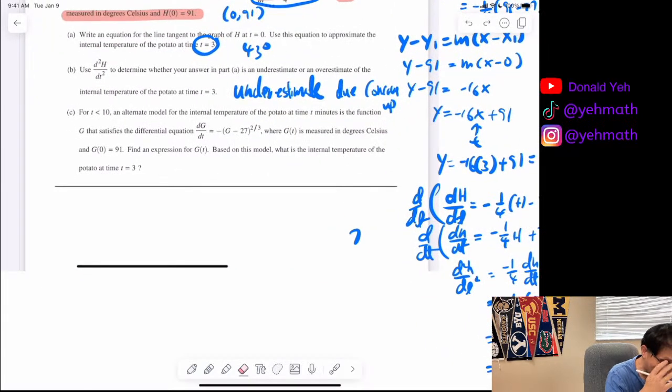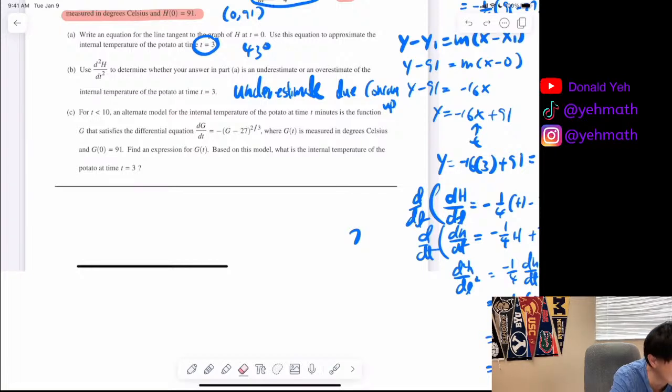Okay, now this part is kind of interesting because they just do an alternative model. I don't know why they do that. The temperature of a potato is given by a function g, which satisfies a differential equation dg/dt, where g of t is measured in degrees, and g of 0 is 91. Find the expression of g of t.